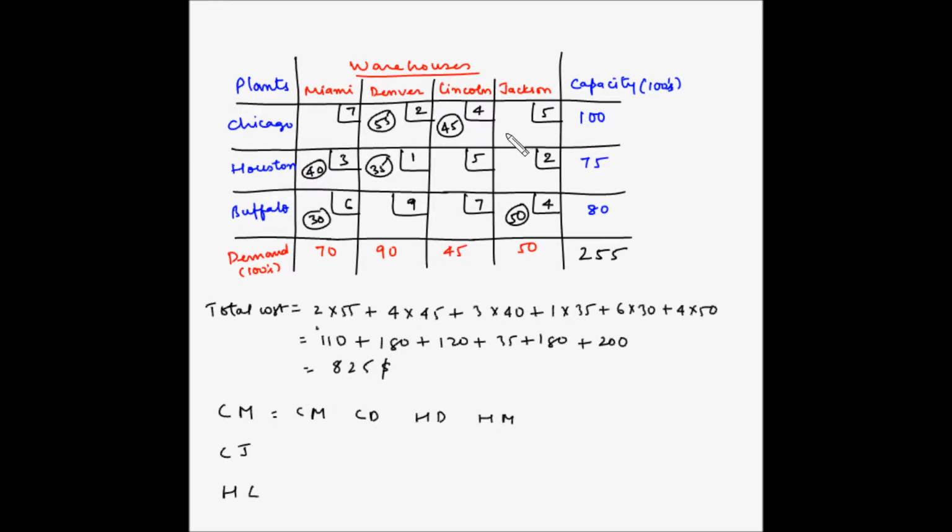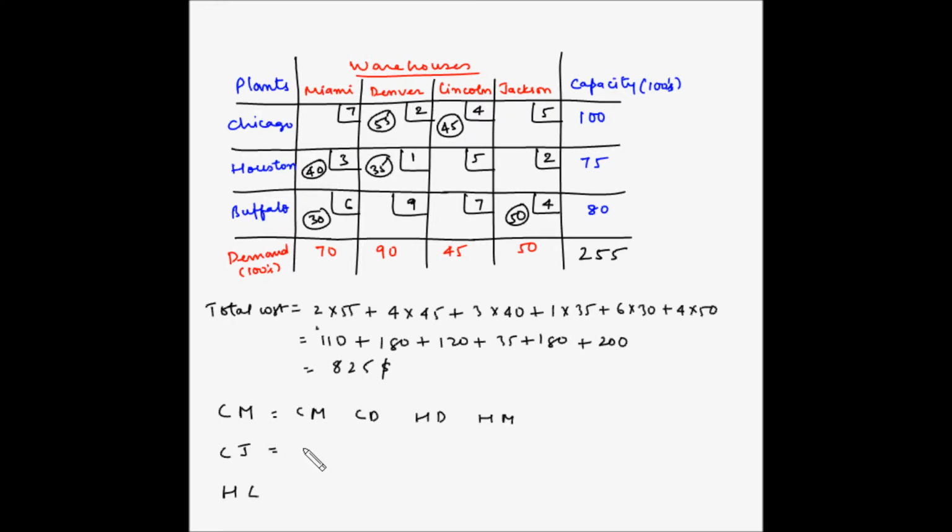For Chicago Jackson, the closed path will be Chicago Jackson to Buffalo Jackson to Buffalo Miami to Houston Miami to Houston Denver to Chicago Denver and then back to Chicago Jackson. Now in this loop we are skipping the Chicago Lincoln, which is a valid situation. We can skip over the allocated cells.